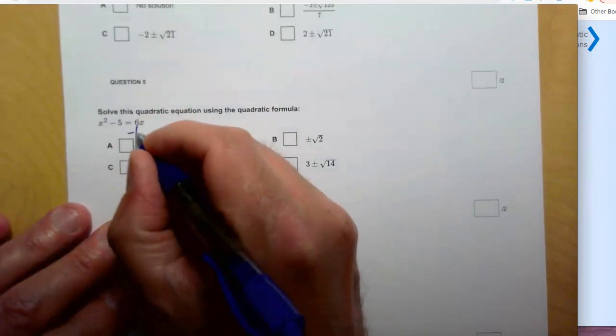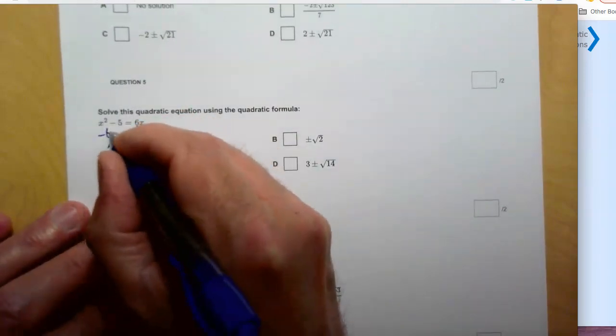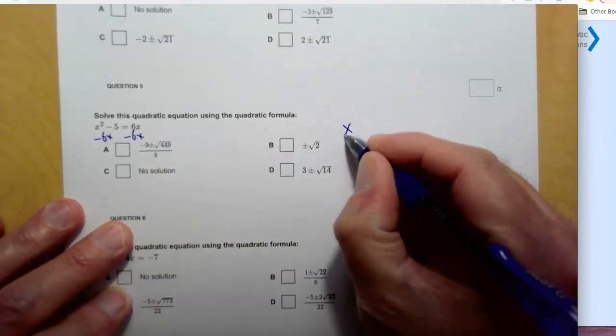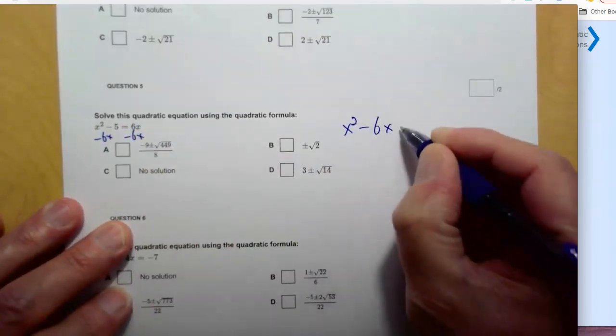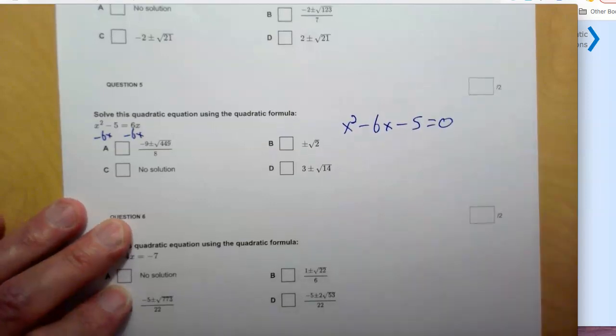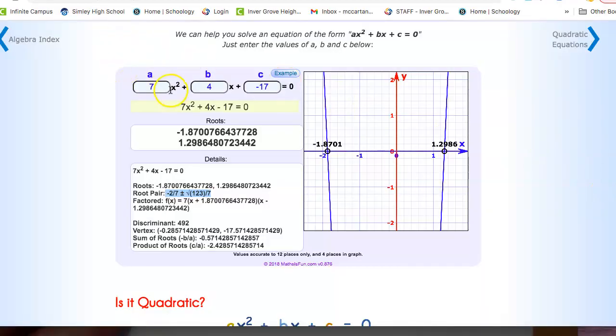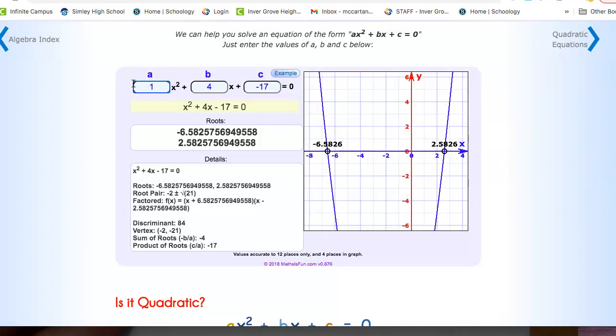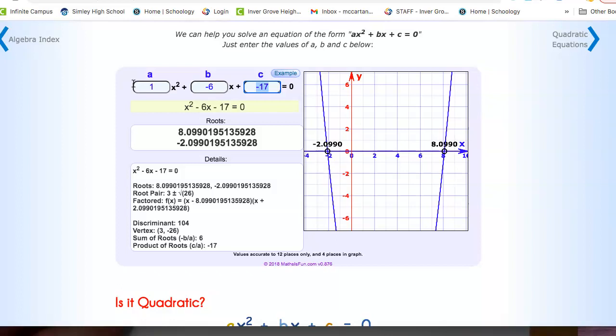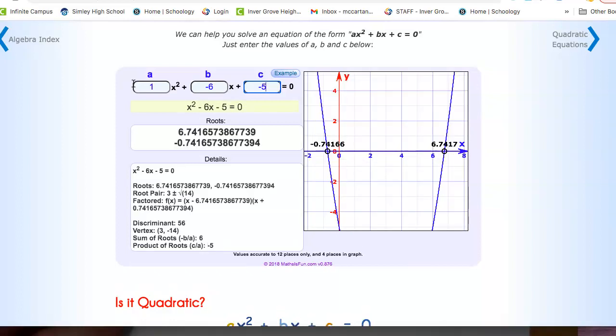All right, how about this one? Subtract 6x from both sides. X squared minus 6x minus 5 equals 0. Back to the solver. X squared means it's 1, negative 6, negative 5. All right, it's 3 plus or minus the square root of 14. Right there, 3. No fraction needed.